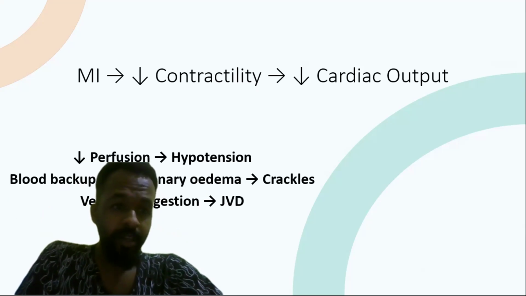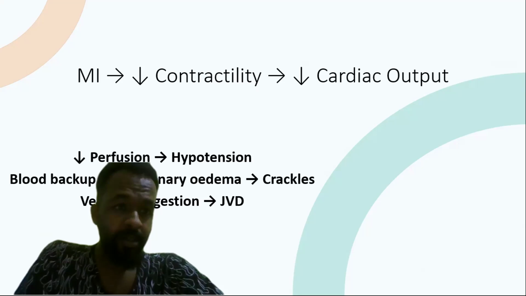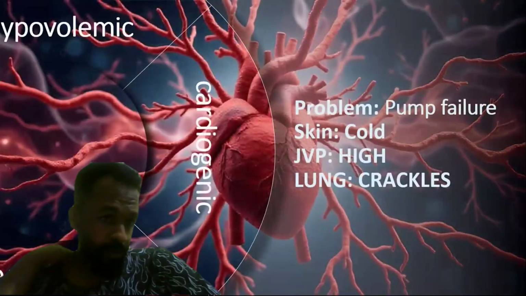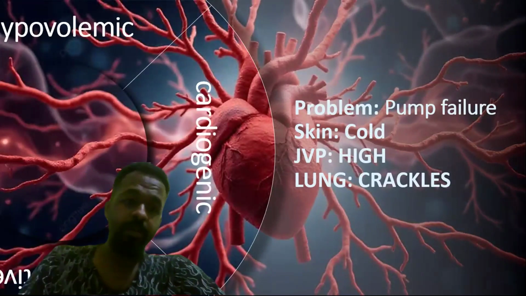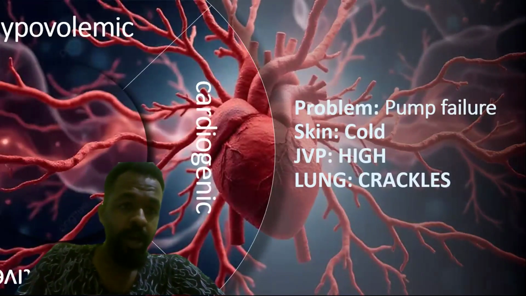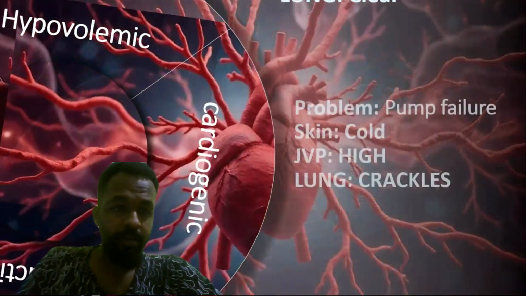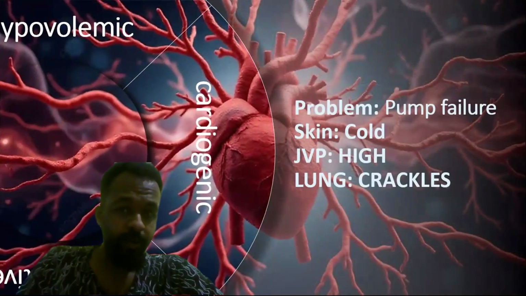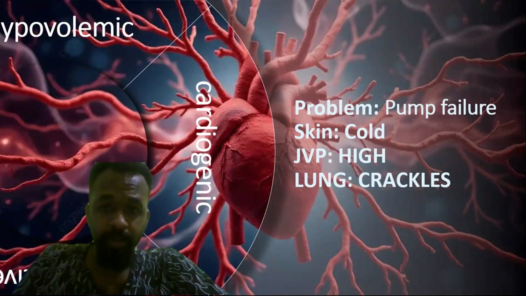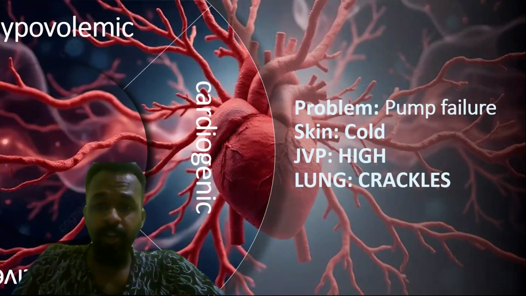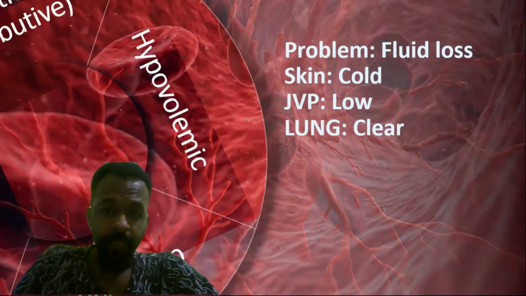This is the key USMLE mechanism. The patient is not volume depleted. The problem is pump failure. So how do we differentiate types of shock? First of all, we have cardiogenic shock, which we just talked about. The problem is pump failure. The skin is cold, the JVP is high, and in the lungs we hear crackles.